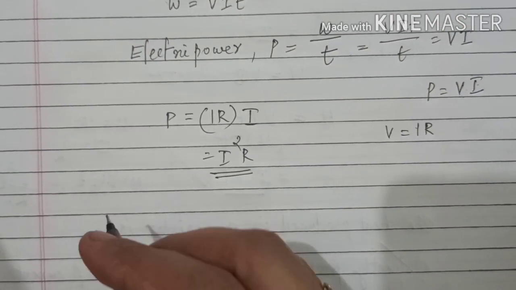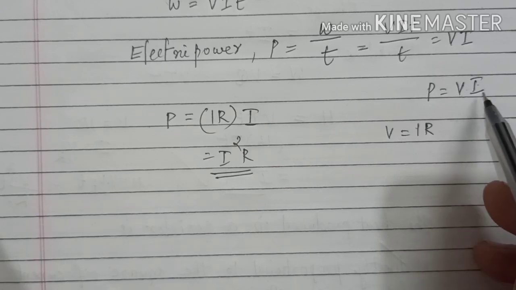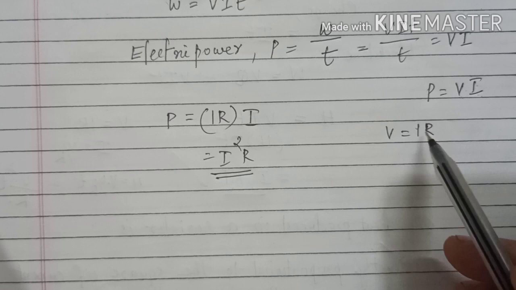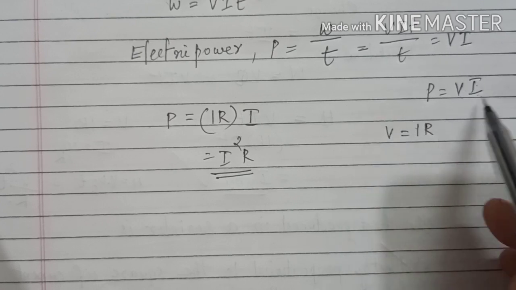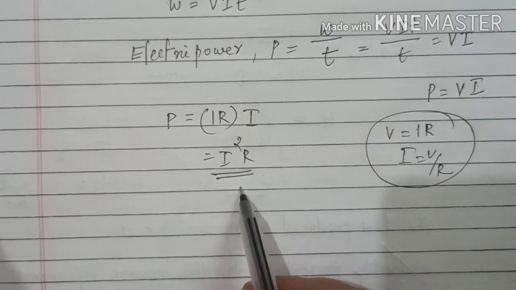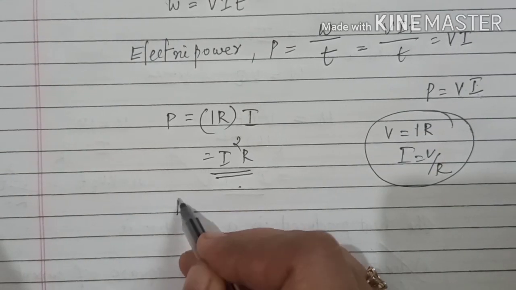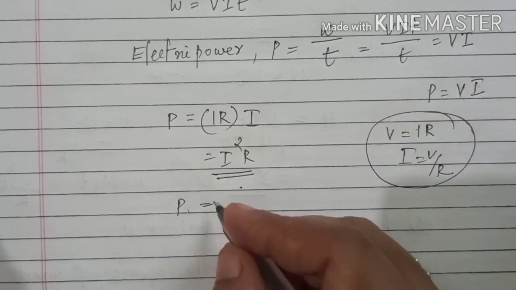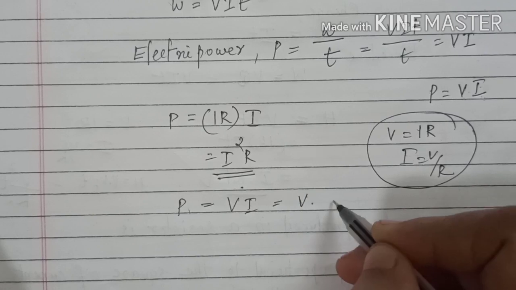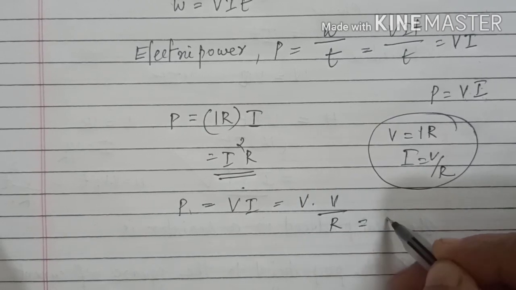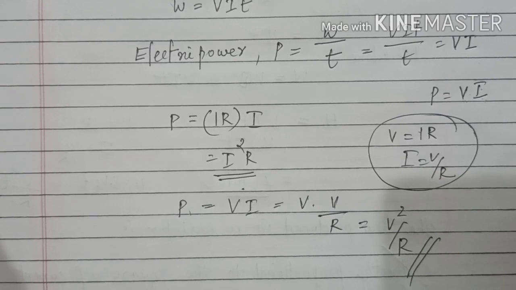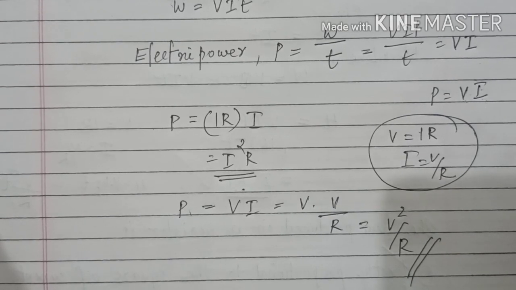Now again, instead of I, I can put V by R, isn't it? According to Ohm's law, instead of I, the expression is V by R. So here in the expression P is equal to VI, I can put I equal to V by R. So V into V by R will give you V squared by R. You understand? So these are all expressions for power.